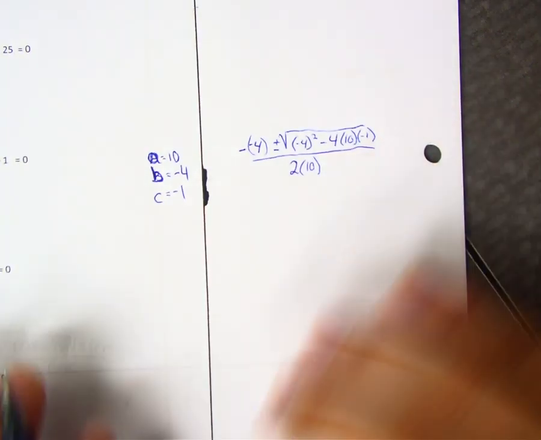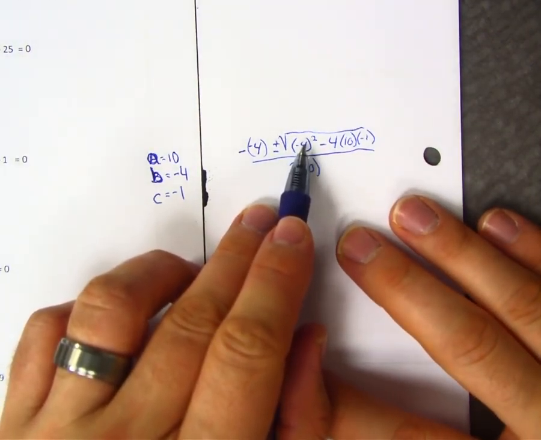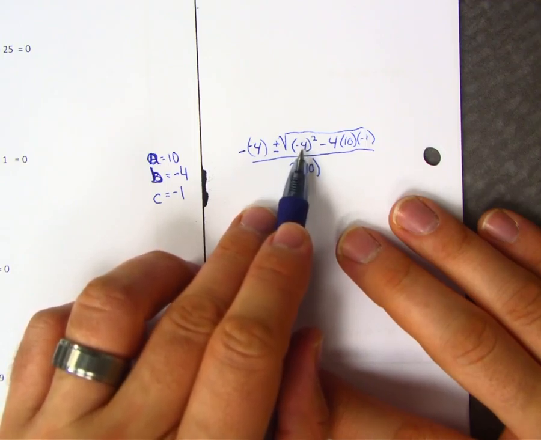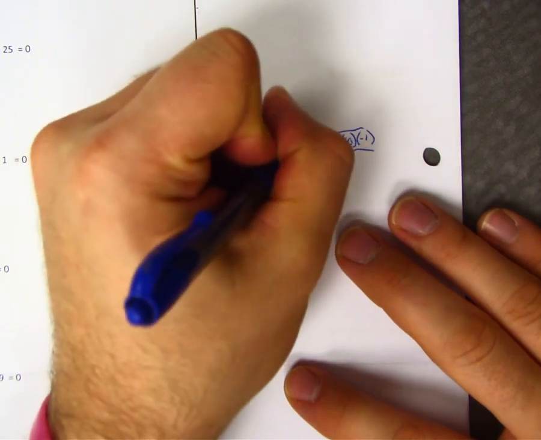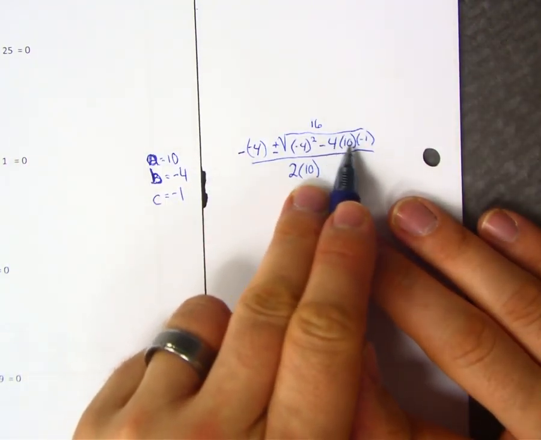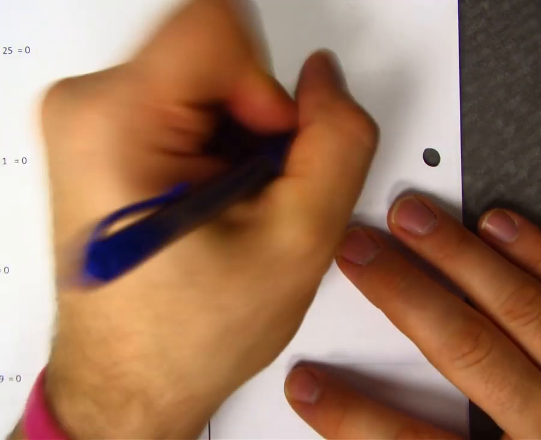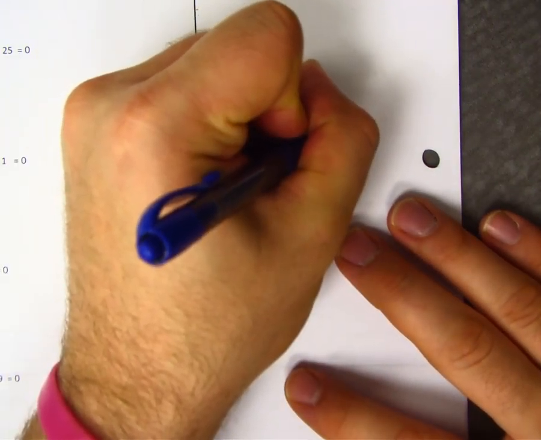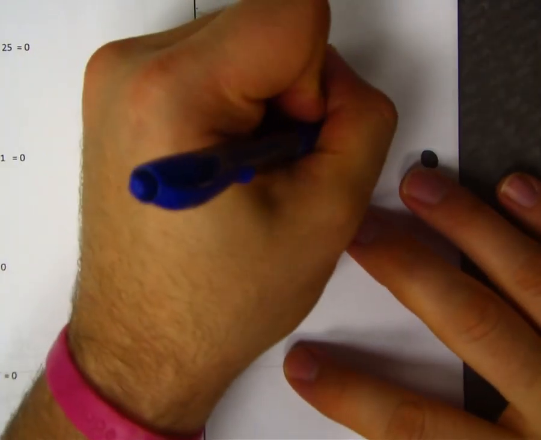All right? So now I'm just going to try to simplify this. Negative 4 squared. A lot of people make mistakes with this. Negative 4 squared is 16, not negative 16. I'm going to put the 16 right above it. Okay, and then negative 4 times 10 times negative 1, we're actually going to get a positive 40. So 16 plus 40 is 56.